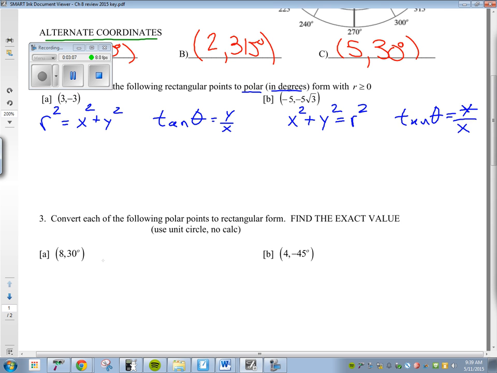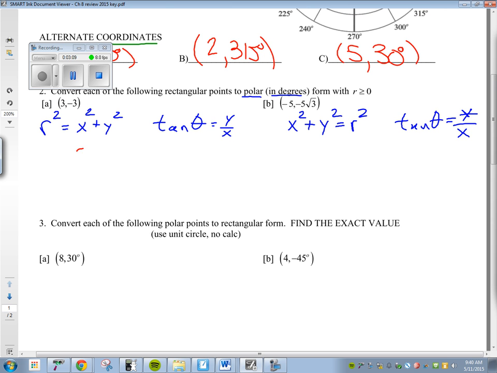Okay, so for the first one, 3 squared plus negative 3 squared. 3 squared is 9. What about negative 3 squared? Still 9. I got square root of 18. Okay? In a perfect world, it's easy, but I don't know how to do that, so I'm going to break it down. Eric, what 2 numbers multiply together to get me 18? 9 and 2. What does 9 break into? 3 and 3.